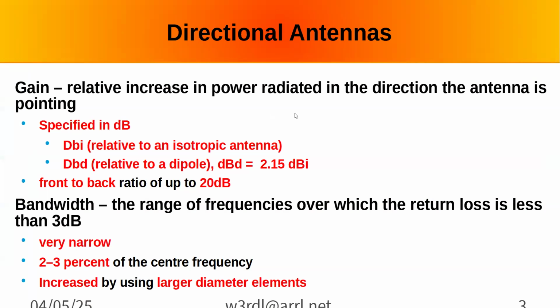So we talked about gain. We specified in dBi or dBd. We talked about bandwidth, which is measuring the 3 dB points. We increase the bandwidth by increasing the diameter of the elements on an antenna. So we're changing the length to diameter ratio. So the smaller that ratio, the wider the bandwidth. Seems intuitively the opposite, but.